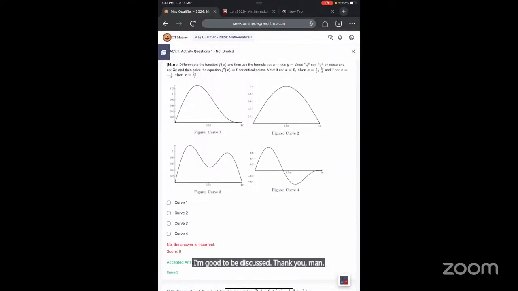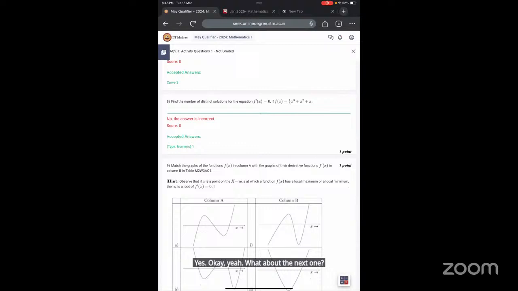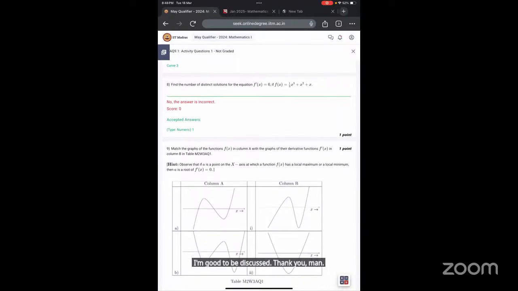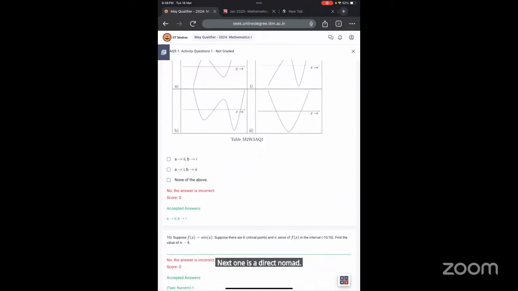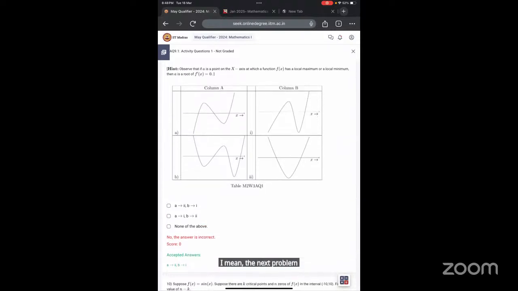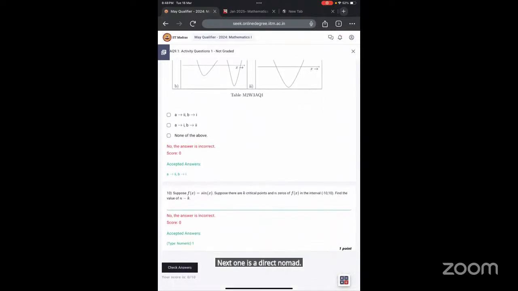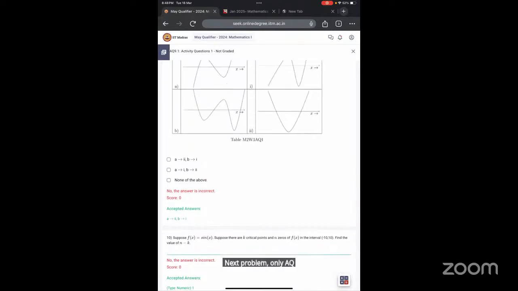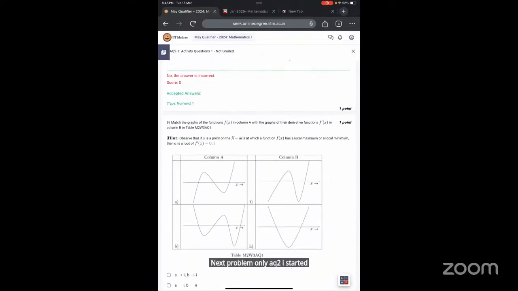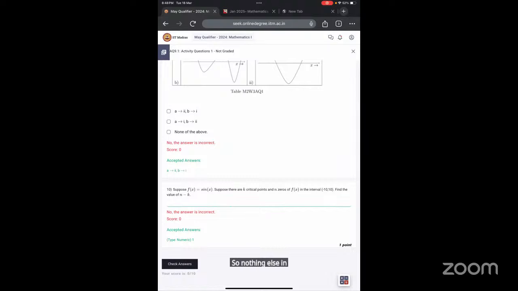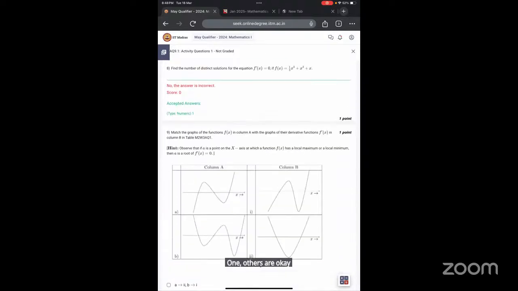Okay, what about the next one? I mean, the next problem. Next problem, only AQ2 I started, so nothing else in AQ1. The others are okay, madam. And this one, the 10th one.